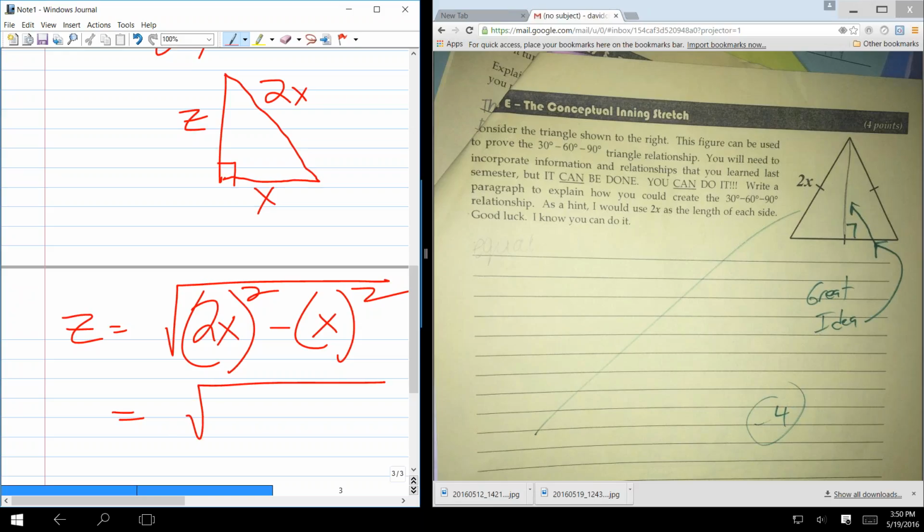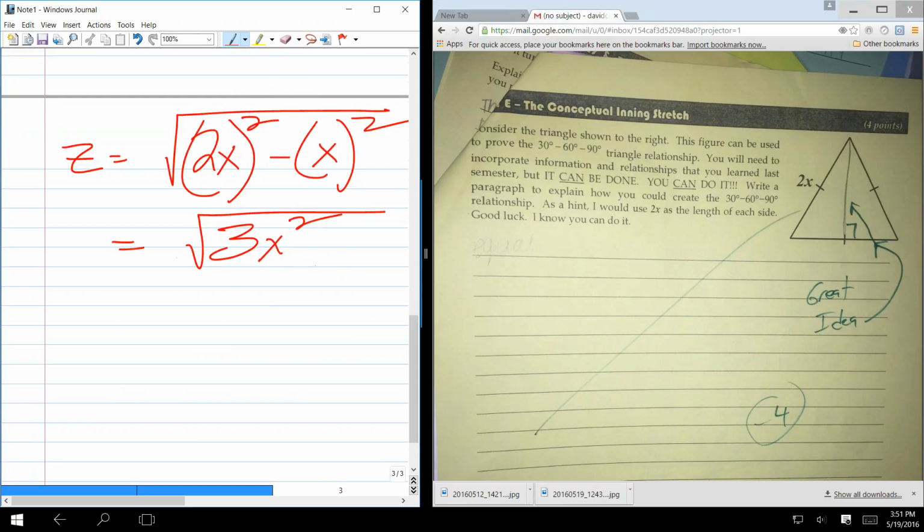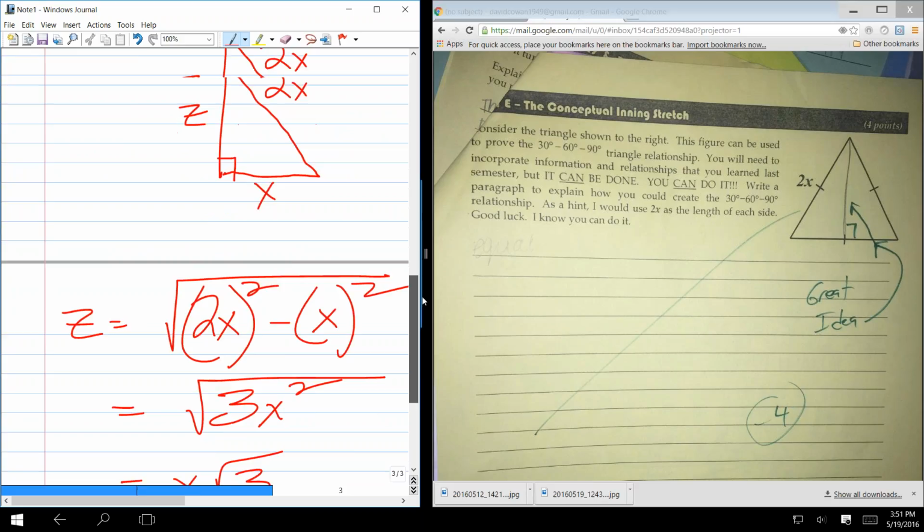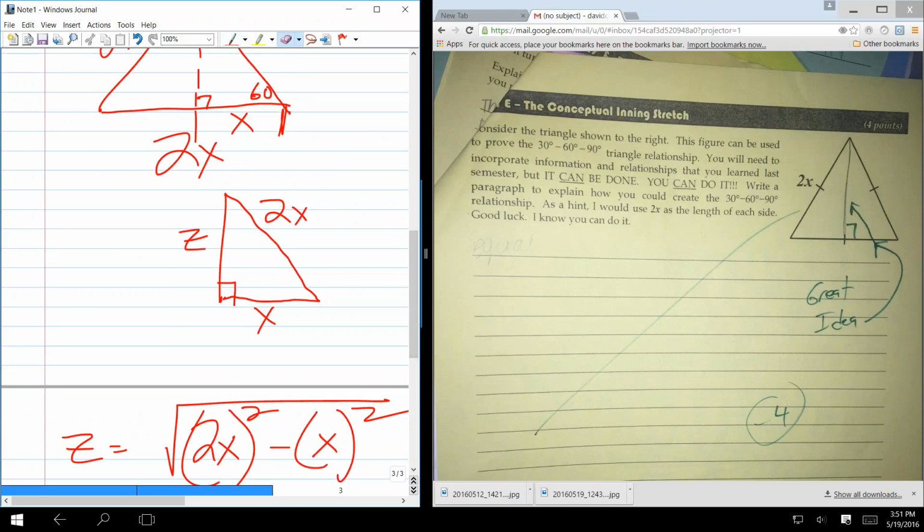Two x squared, or 4x squared, minus x squared. Yep. It's 3x squared. Well, the x comes out. So it's x root 3 or root 3x. So that is the side z, it's root 3x.